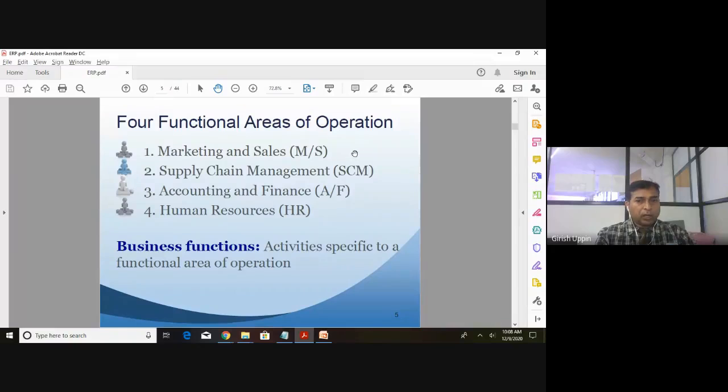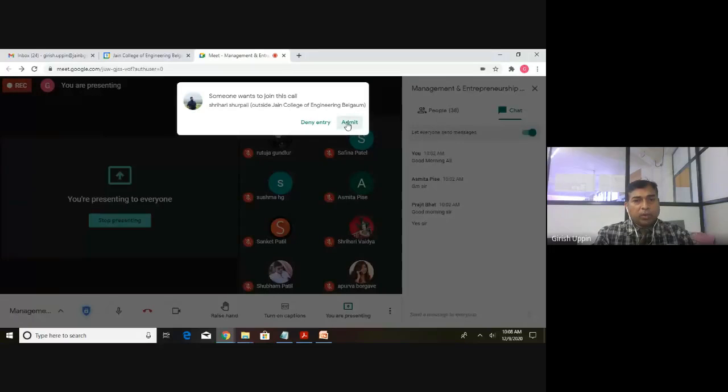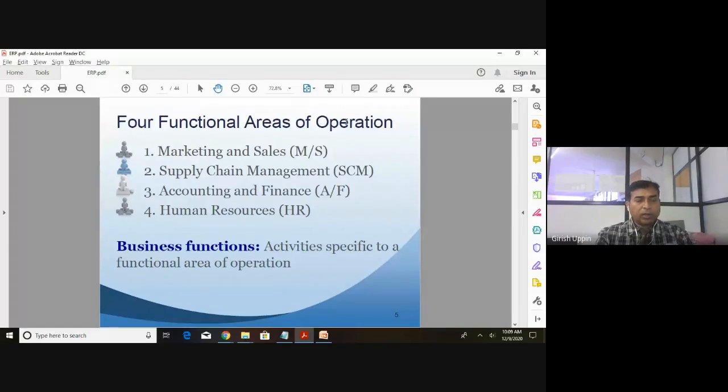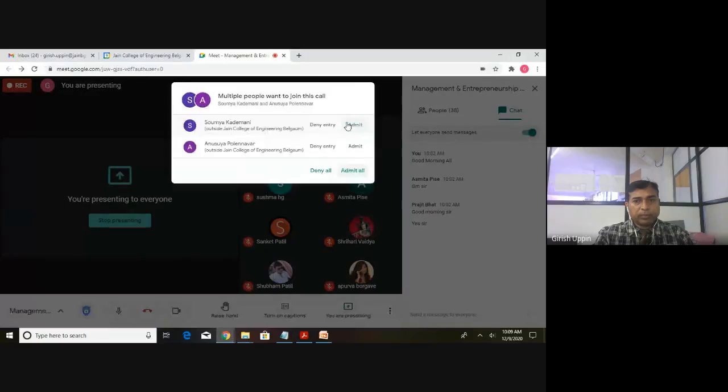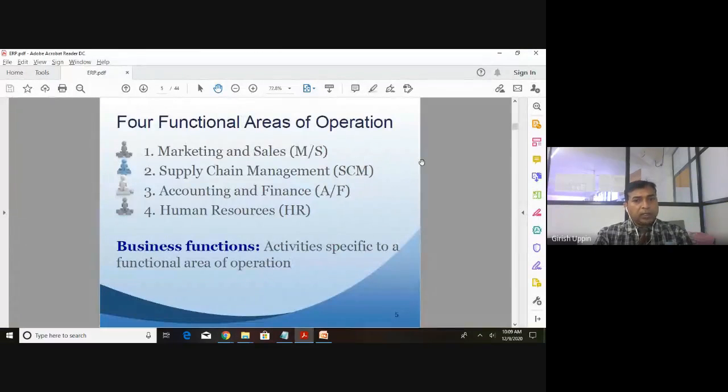These are the things that are included in your syllabus. The first one is marketing and sales. Whatever activity is related to the marketing and sales of a product is taken care of by marketing and sales. Then we have supply chain management. Supply chain management starts from procuring the raw material until the finished product. That is the complete supply chain management, and also transportation and logistics.